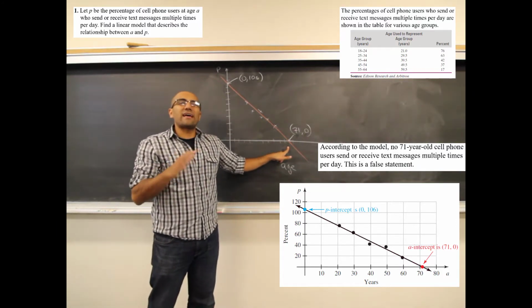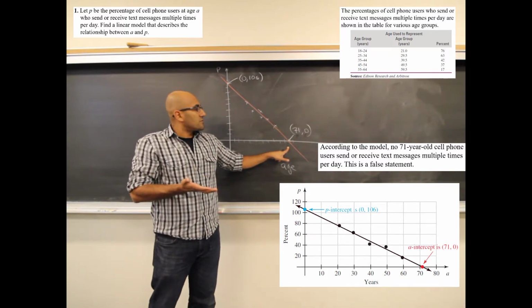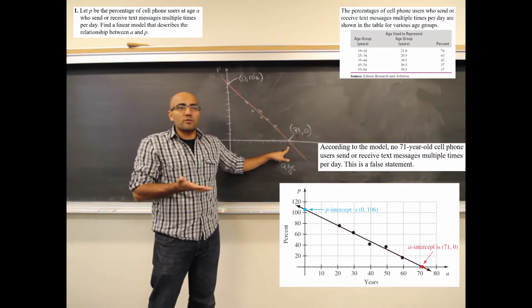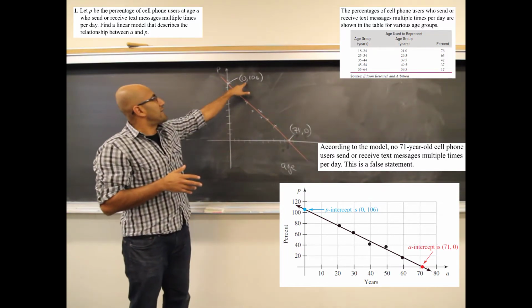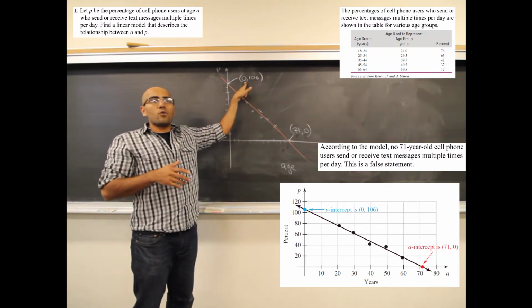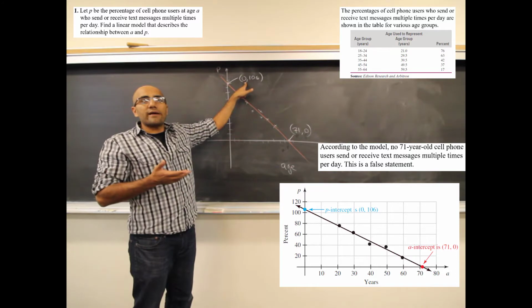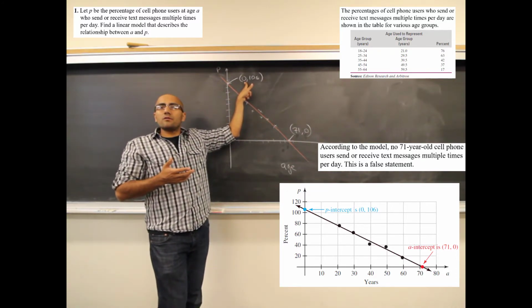No. I think we could all guess it's probably low. It's probably not a huge percentage. But 0, there's got to be one 71-year-old out there that text messages multiple times per day. So that seems a little unlikely. What about this one? What's this one saying? 0 what? 0-year-olds, right? Does that make sense? Yes. Can we have a 0-year-old?